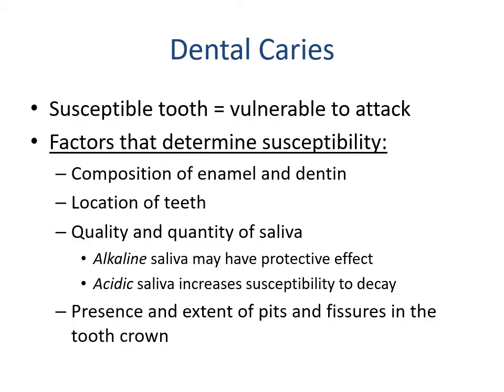We need a susceptible tooth, so this is one that's vulnerable to attack. Factors that determine susceptibility include the composition of enamel and dentin, so looking at your lifelong diet and the exact crystalline structure of that enamel. We're looking at the location of the teeth, so it's more likely that caries will occur in the molars, which are harder to brush further back. The quality and quantity of saliva, as alkaline saliva has a protective effect, while acidic saliva increases susceptibility to decay. And the presence and extent of pits and fissures in the tooth crown. So, little nooks and crannies that make it more difficult for the brush to get to and allow the bacteria to sit on the tooth surface for long periods of time.